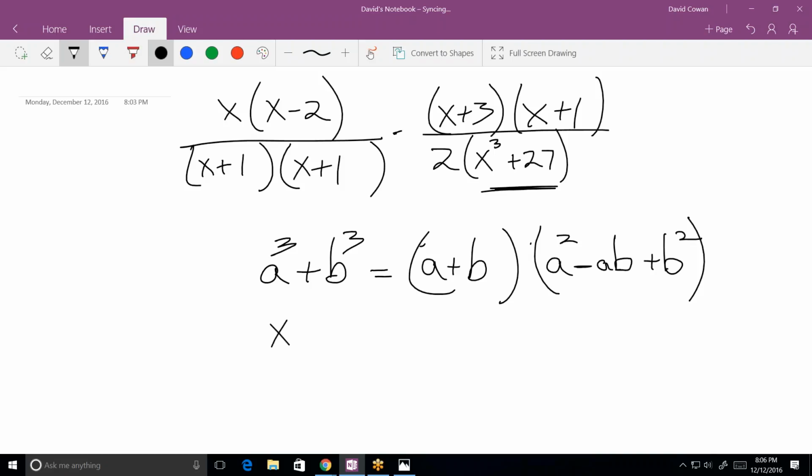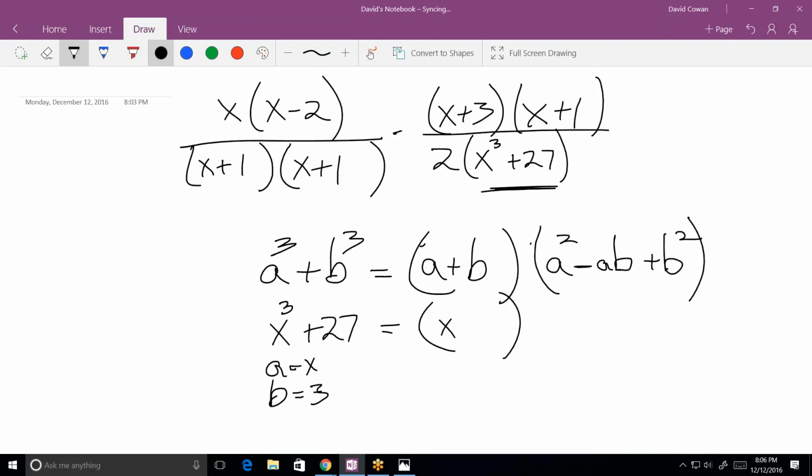So how does x cubed plus 27 factor? x squared plus 9. Hold on. The first term is a plus b. What's a? x, right? What's b? 27. No, b cubed is 27. So b is 3. The cube root of 27 is 3.